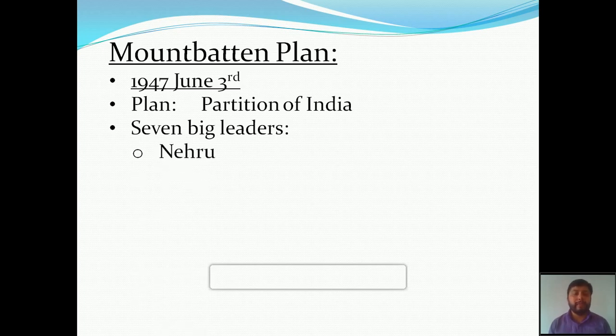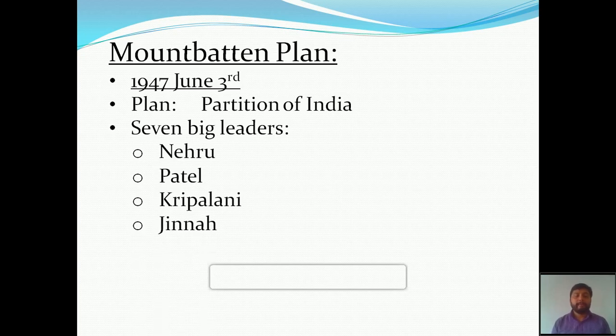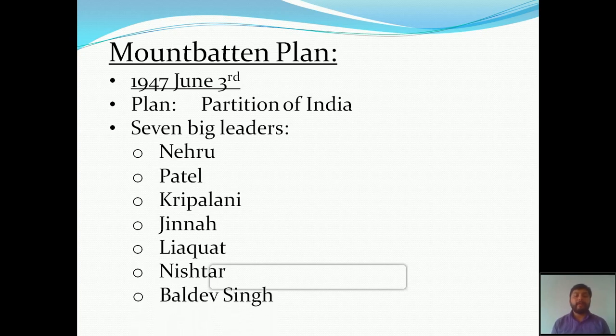Who were the main leaders? First of all, definitely Jawaharlal Nehru, then Sardar Vallabhbhai Patel, then Kripalani, then Muhammad Ali Jinnah, then Liaquat Ali Khan, Abdur Rab Nishtar, and finally Baldev Singh. These were the main 7 leaders of India during 1947, and in front of them, Lord Mountbatten introduced his plan.